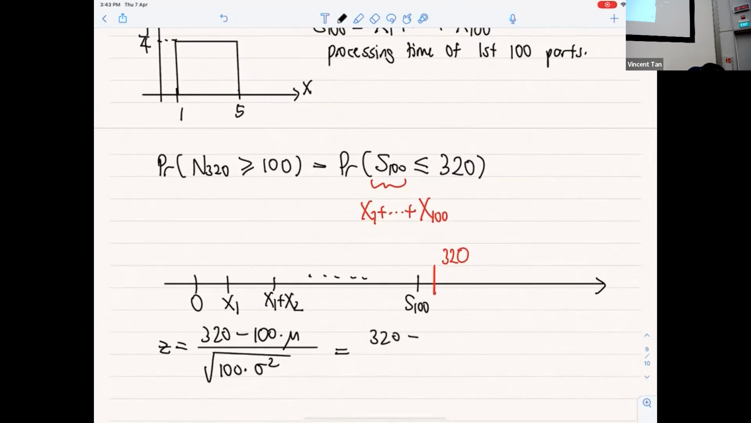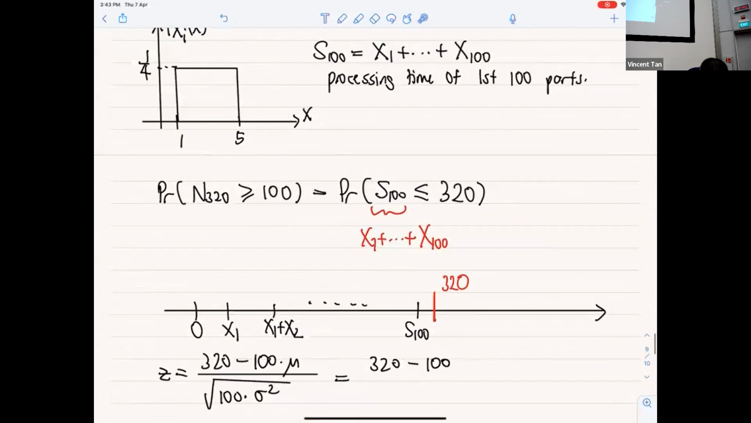So this is 320 minus 100. What's the mean of this guy here? 3. Very good. Thank you. What is the variance? You take 4 squared over 12. Right? 5 minus 1, quantity squared, over 12. Okay. So this is 1.73, the book says.